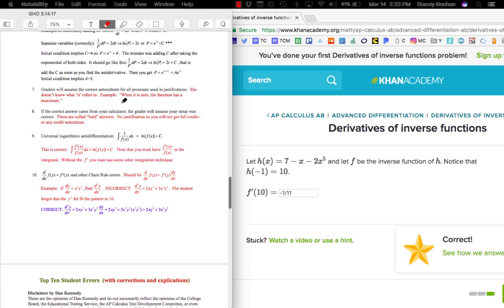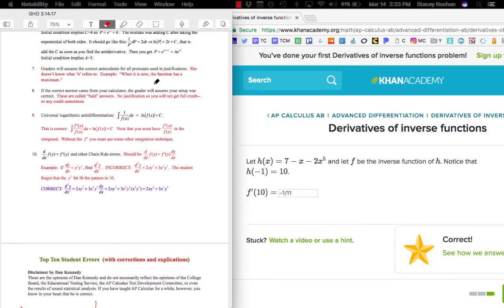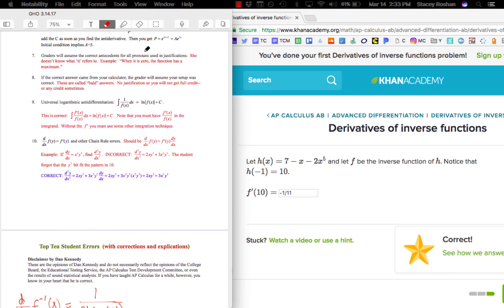Don't ever use the word it. I know I've said it in that video that you watched for 2 hours. I'm going to say it again. Don't say it. Say if f prime is changing from positive to negative, not if it is changing from positive to negative. Otherwise, you will not get credit. It will not give you credit.